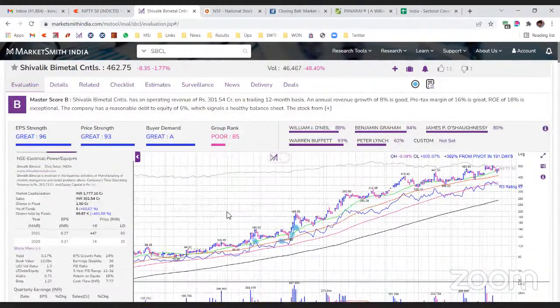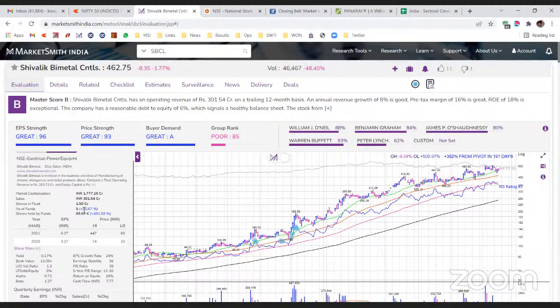Shivalik Bimetal is a very good stock. Even though there is a mild correction in the market, the stock is showing good signs of resilience. It has not breached its 50 DMA, which is a very good sign. We have not looked into its business operations, but looking at its EPS strength, which is at 96, we take it as a very good, fundamentally strong company. Because of its outperformance in the current market, its price strength is at 93. Everything about the company is looking good, technically and fundamentally.